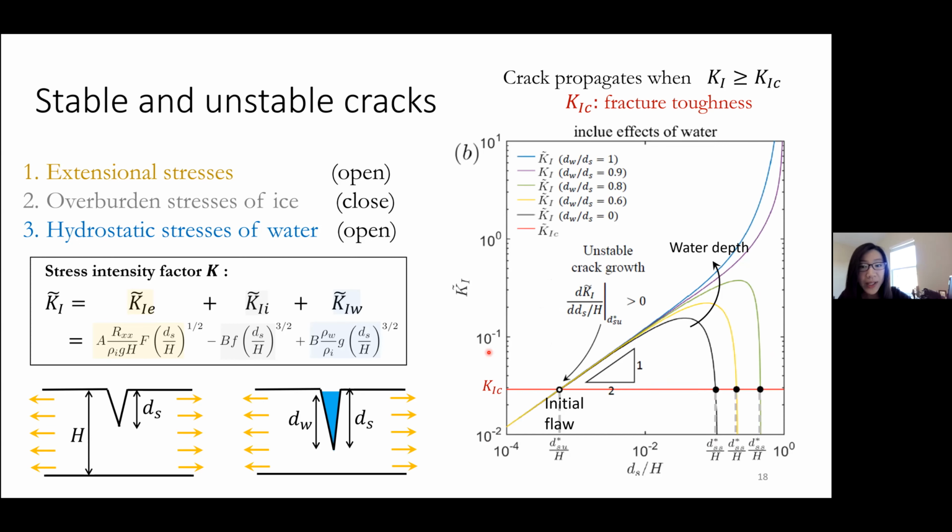However, when we start to add water in the fracture, if there's sufficient water, the fracture now can have just one unstable solution, meaning that as long as we have an initial flaw that's filled with water, the flaw will just keep growing until it breaks the entire ice thickness. So this is what we mean by unstable fracture, and this unstable behavior occurs when we have pre-existing flaws in the ice that are larger than the initial flaw size.